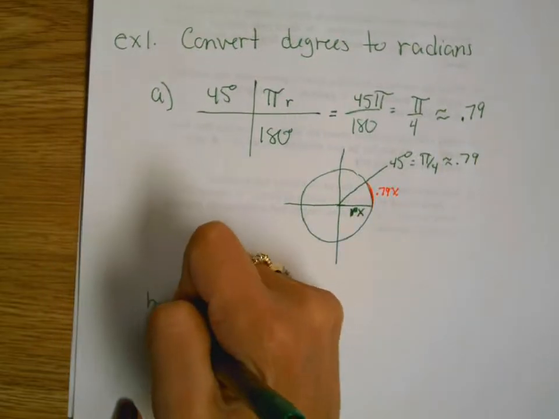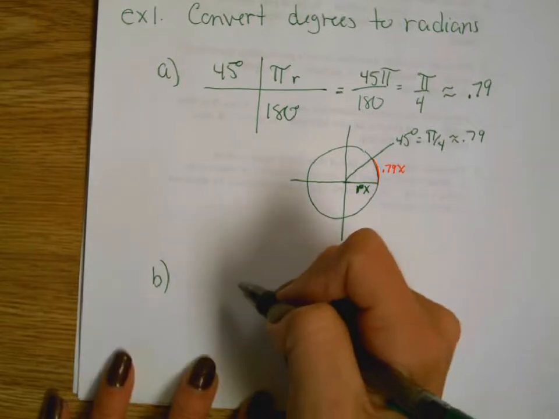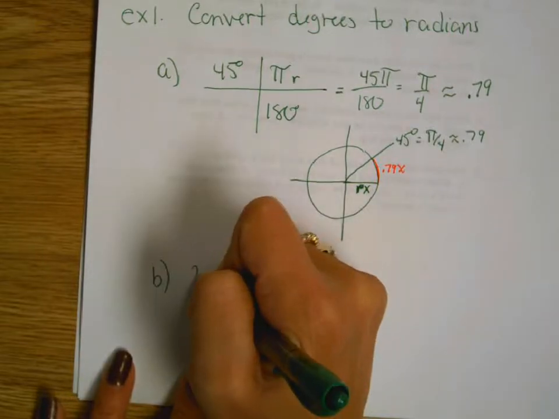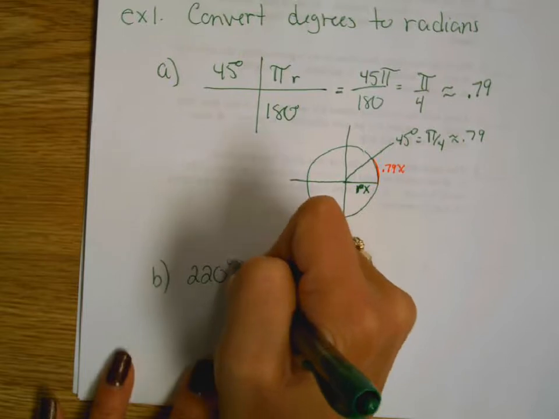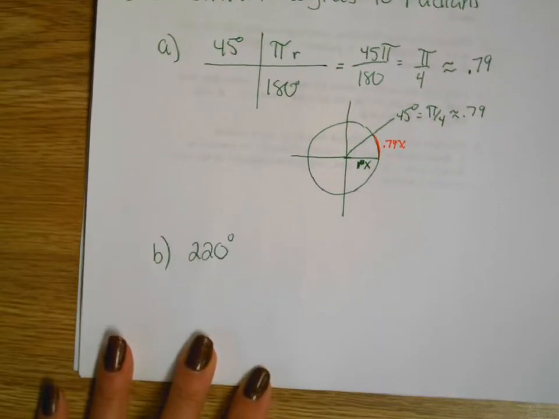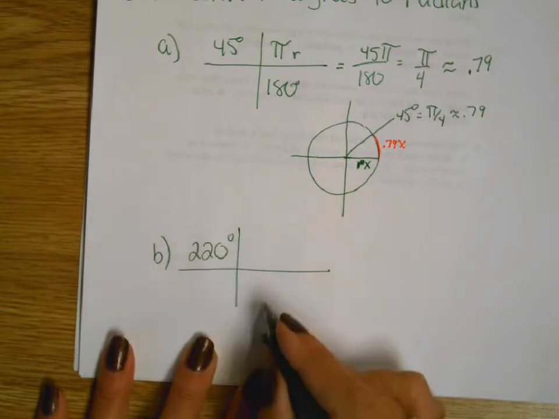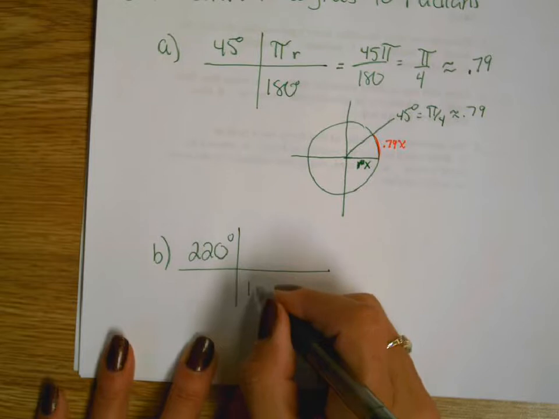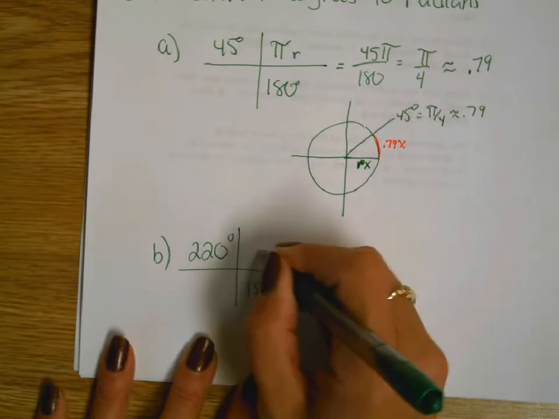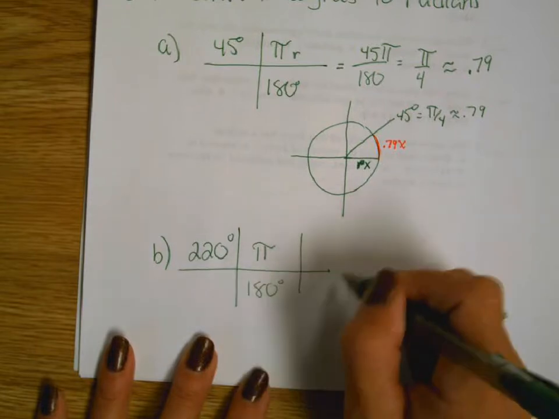So let's try one more of these. Let's go with 220 degrees. Convert that to radians and show me what it means. So again, we've got our conversion. 180 degrees, pi radians. I want the degrees to cancel, so it goes in the bottom, so we're actually dividing by 180, multiplying by pi, and then we work it out.